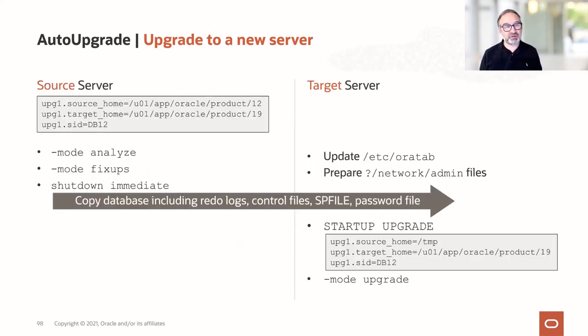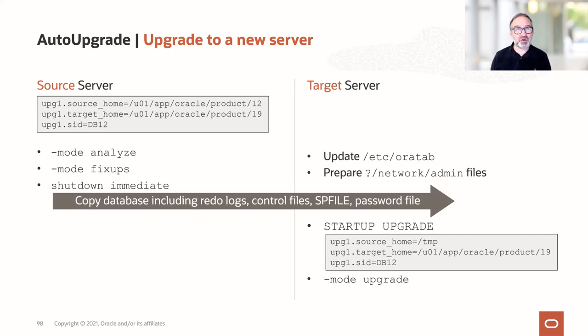So on the source server, very simple example here, left side of the slide, source server, 12 and 19 homes, database is called DB12 in this case. We run analyze and fixups, then we shut down immediate. I copy all files for my database, including redo logs, control files, SP file, password file, to the target server. On the target server, ideally, you updated etc oratab already, you prepared network admin files, and then you do the startup upgrade.